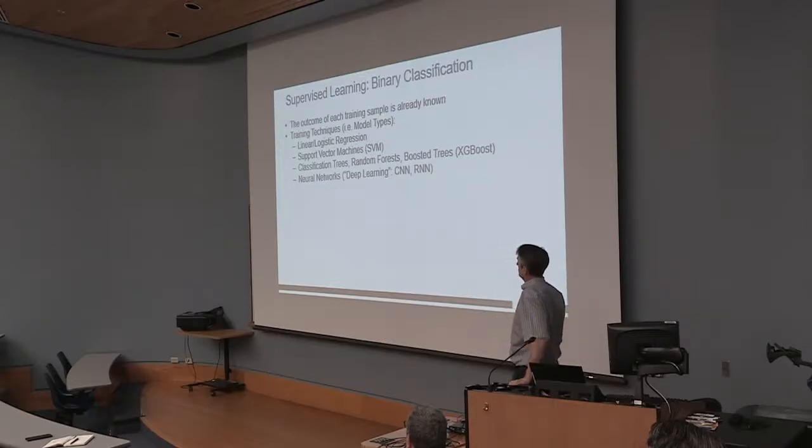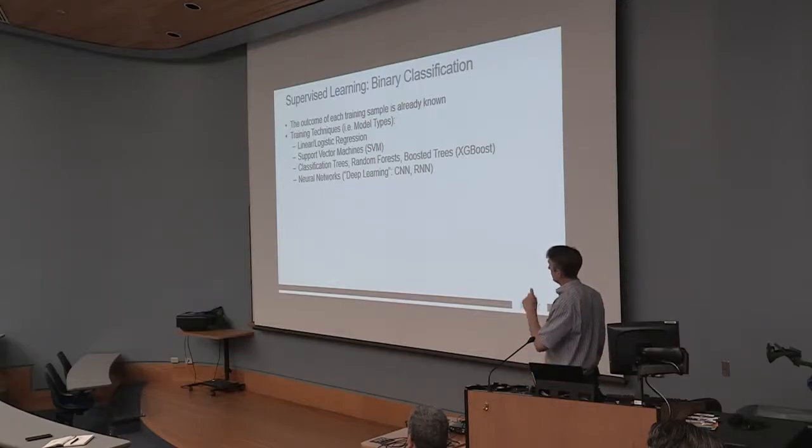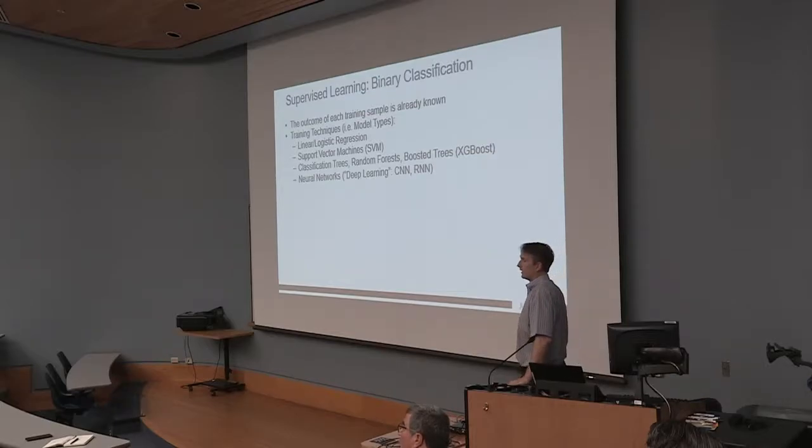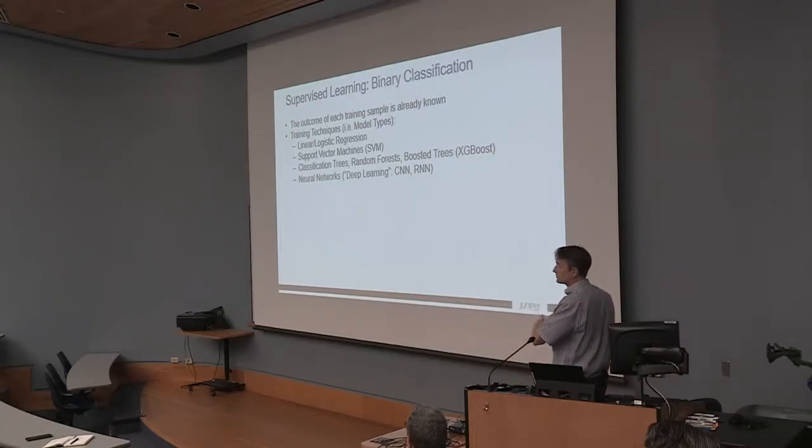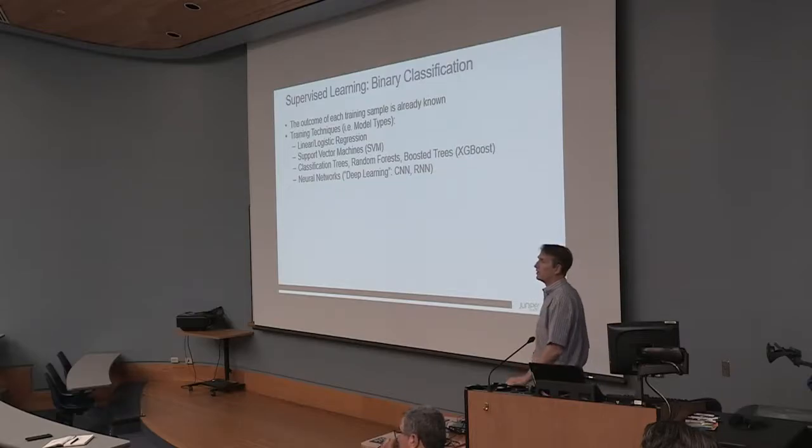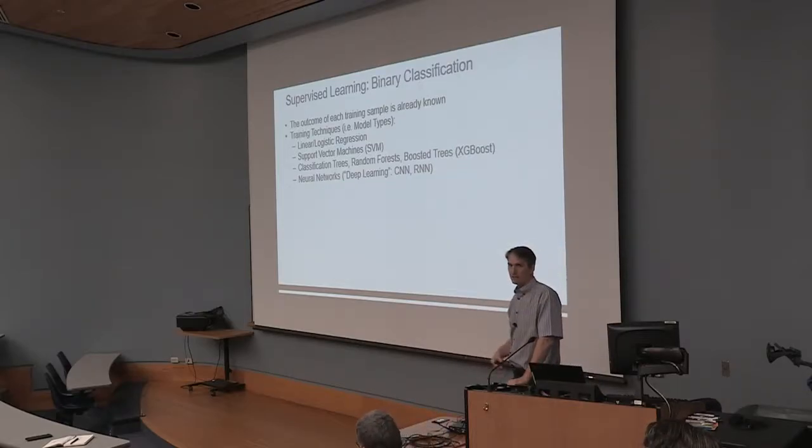XGBoost is a great classification tree algorithm. It's one of the most popular right now, one of the most effective classification techniques. It was an algorithm that was optimized recently in the last few years, and it's just proven to be super effective. Neural networks, deep learning, that's what all the stuff like Google Translate and image recognition is using, deep learning as the fundamental advance there.